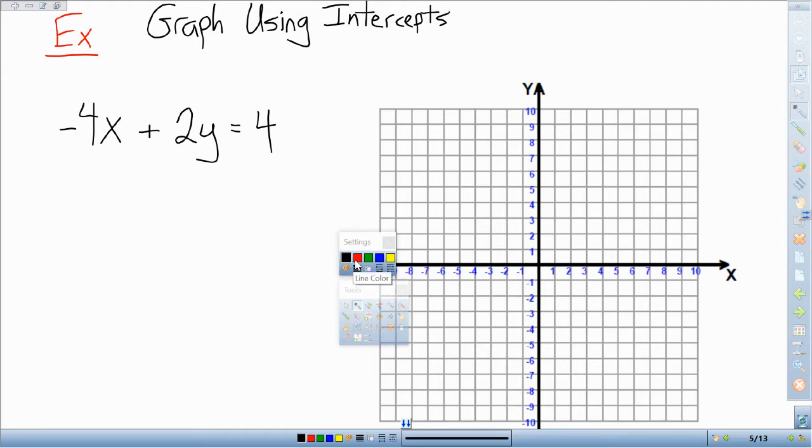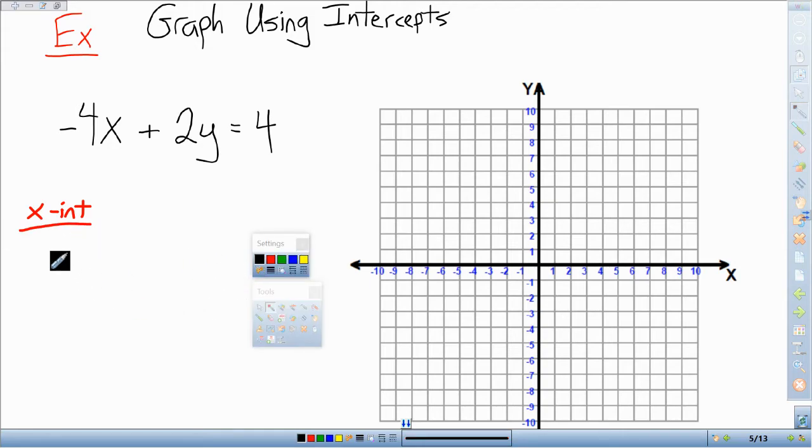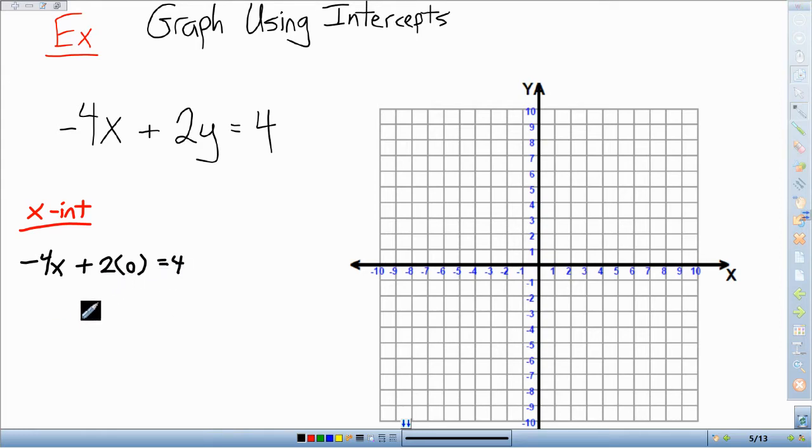Okay, so let's go ahead and start by getting our x-intercept, just like the last problem. Nothing really different here. We're just going to then graph those points. That means I'm plugging in 0 for y, right? So I got negative 4x plus 2 times 0 equals 4. This disappears. I have negative 4x equals 4. Divide both sides by negative 4. Looks like x equals negative 1.